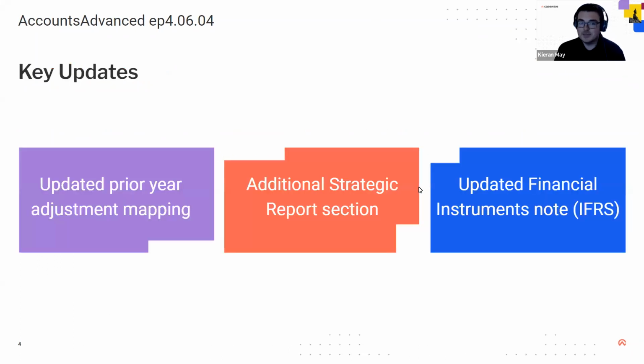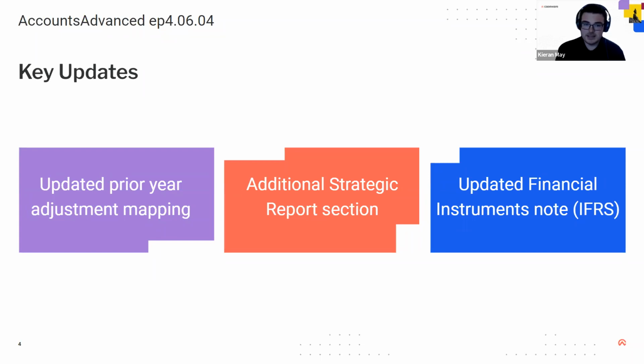The ep4.06.04 ePack update and the ep4.06.04 TPack update have both been released this morning. As you can see from this screen, today we're going to be focusing on three key update areas. We're going to be looking at some updated prior year adjustment mapping and how that is going to impact your statement of changes in equity or SOCI. We'll be looking at an additional strategic report section for those of you that have very large entities, and also be looking at an overview of the changes that have been made to the financial instruments note, specifically within the IFRS template today.